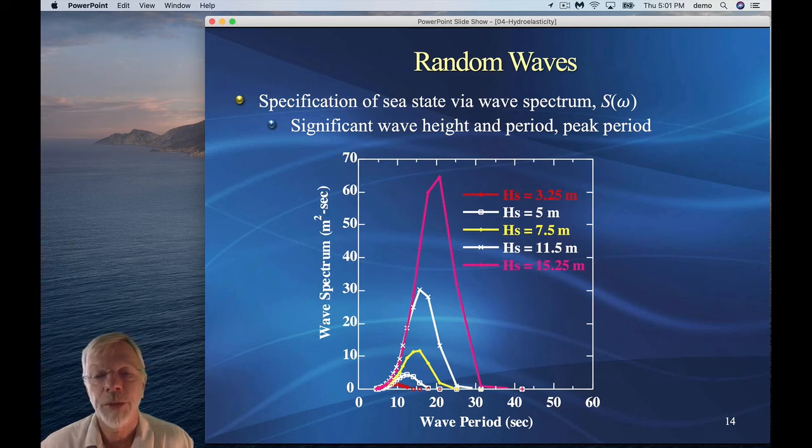We see from this plot that the energy in the wave field is in a certain band of wave periods, in this case, or wave frequencies. I've plotted this versus period. So we see that between 5 and 30 seconds there's potential wave energy, but beyond those wave periods there's very little wave energy, and it's not going to excite response at those frequencies very much.